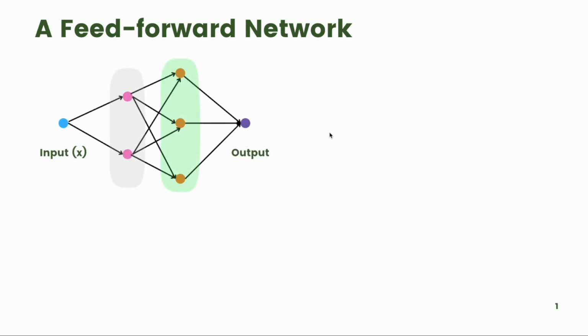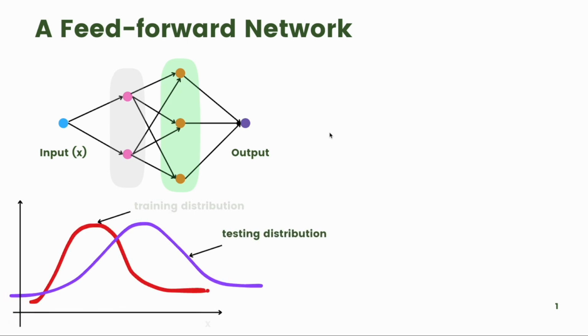So let's consider the following network. We have an input X, which is one-dimensional, again for simplicity, and we have two hidden layers shown here in gray and green, and then an output which is also one-dimensional in this case. Let's say you train this network by sampling the input from some training distribution, which is shown here in red.